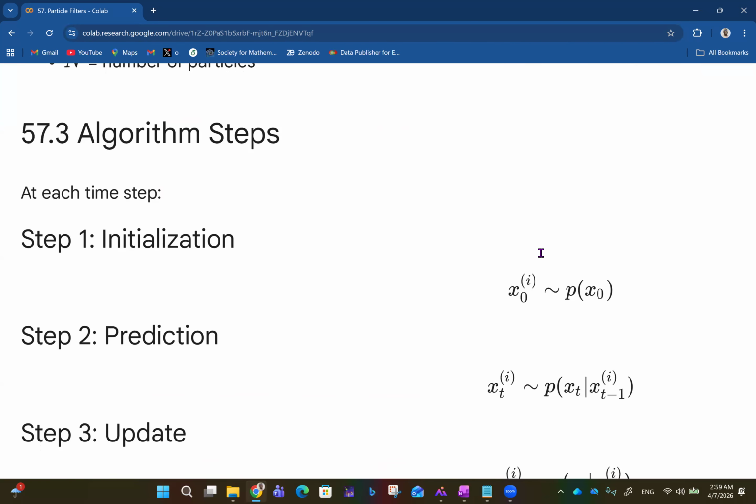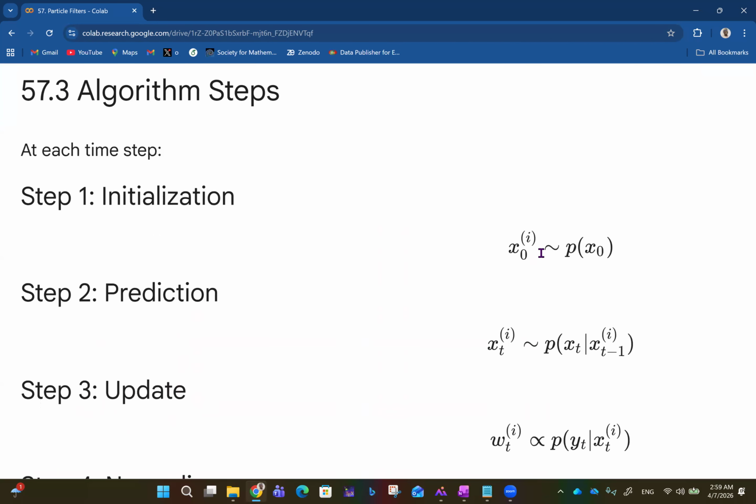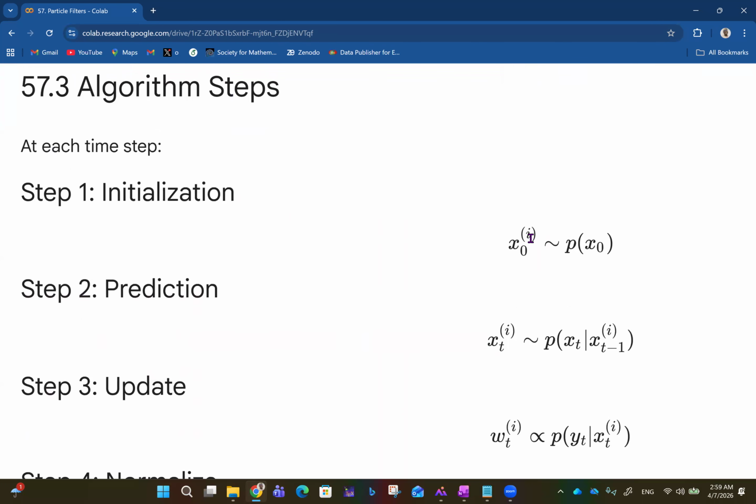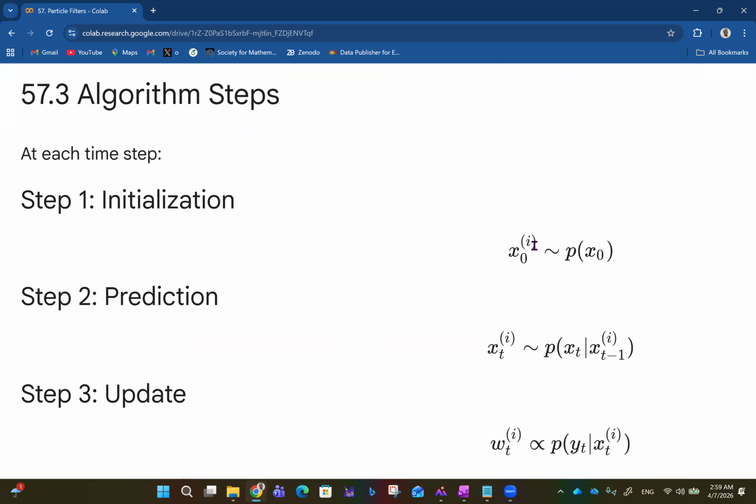And then we have the algorithm steps. So talking about the algorithm steps, first of all, at each step, you have number one, initialization, where you say x naught i. That's, of course, the particles at time zero, so x naught i follows the probability of x naught. And then step two talks about the prediction. So for the prediction, you have x t i, which follows the probability of x of t given x of t minus 1 at state i. And then you have an update.